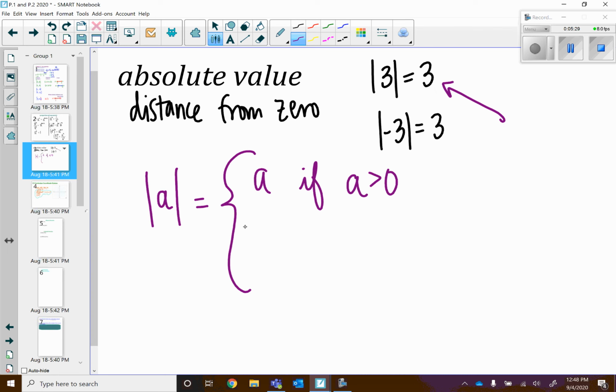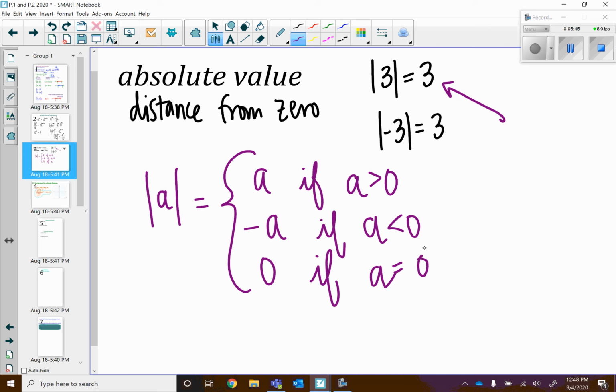It's going to be negative a if a is less than 0. So if the thing inside, like the -3, is negative, the absolute value of it is going to be the opposite. And last but not least, it would be 0 if a is equal to 0. So write that down, and we'll do an example with that in class next time I see you.